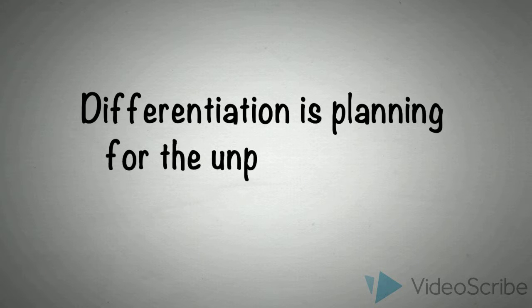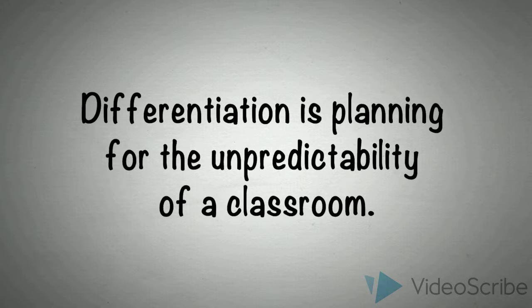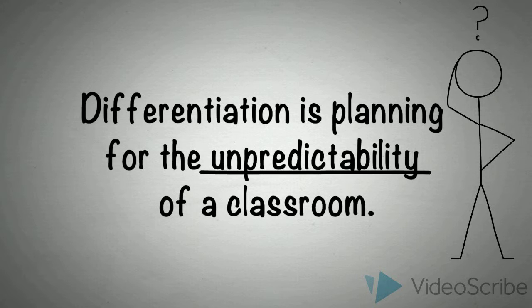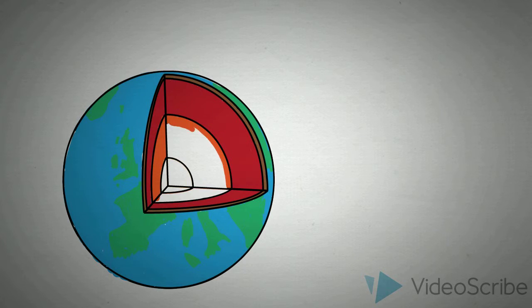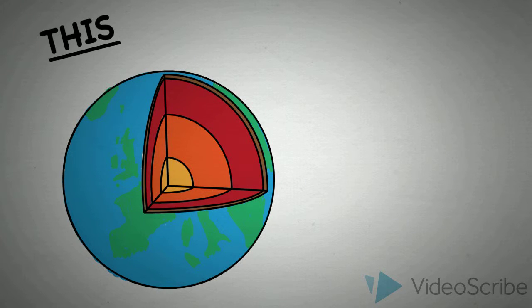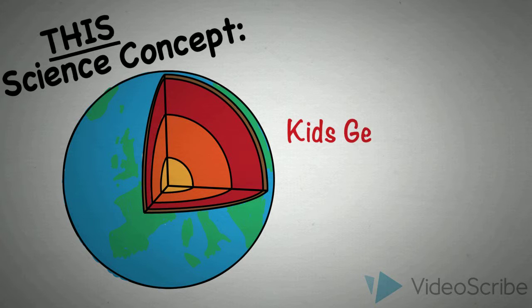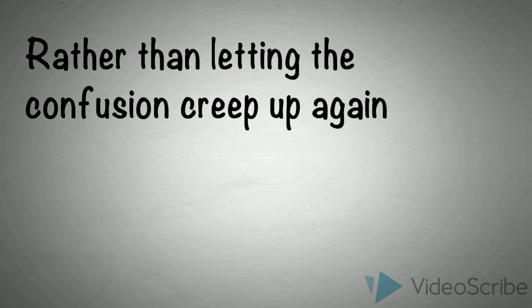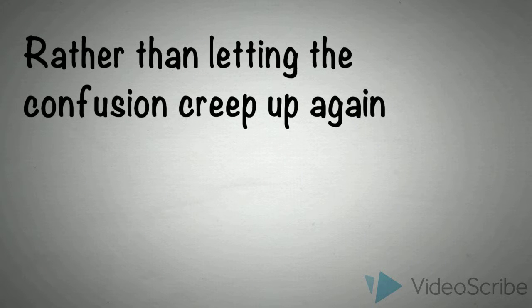Differentiation in a funny kind of way is planning for the unpredictability of a classroom. And that sounds kind of like a paradox. If it's unpredictable, how do you plan for it? But in fact, the longer we stay in teaching, the more we know some things. We know that when we talk about this concept in science, kids inevitably get confused. It happens every year.